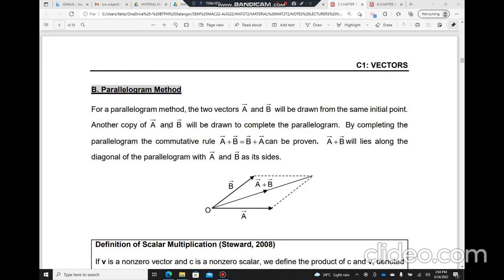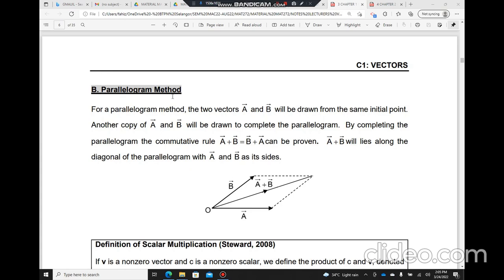Okay, for a parallelogram method, the two vectors A and vector B will be drawn from the same initial point. Then another copy of vector A and vector B will be drawn to complete the parallelogram. By completing the parallelogram, the commutative rule, A plus B equals to B plus A can be proven. A plus B will lie along the diagonal of the parallelogram with vector A and B as its sides.